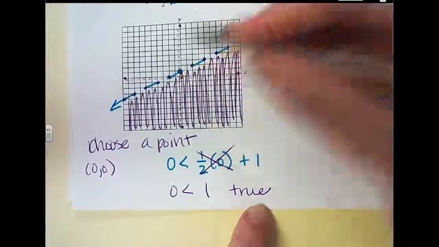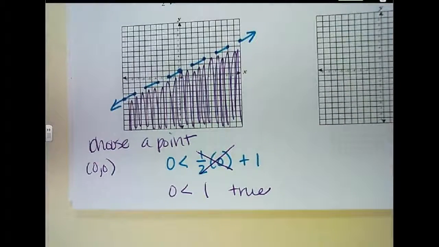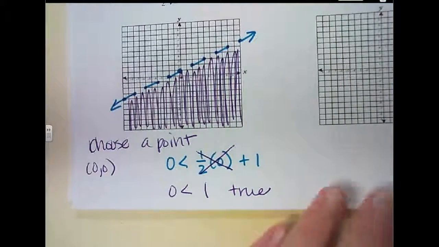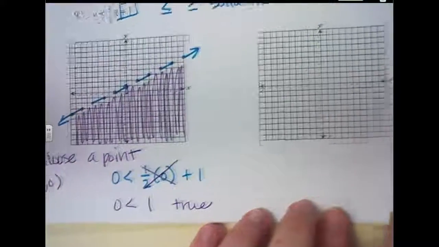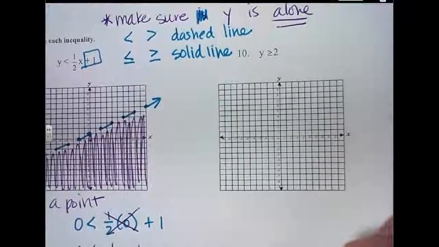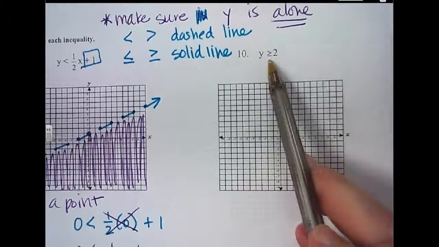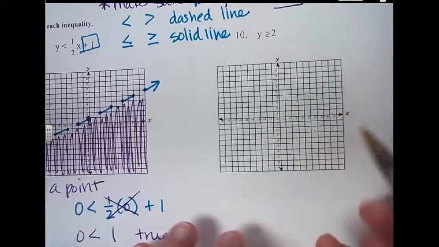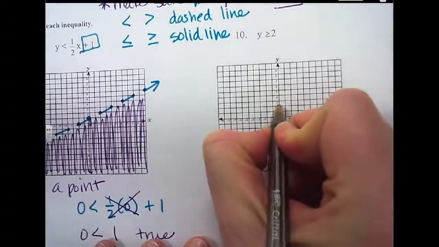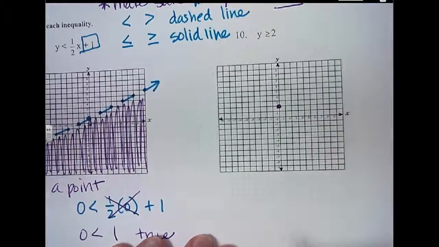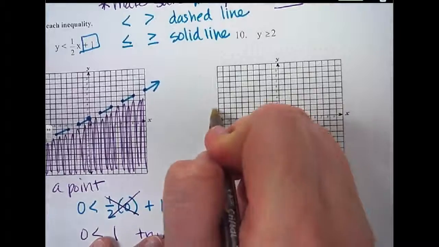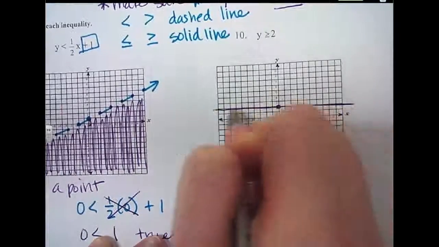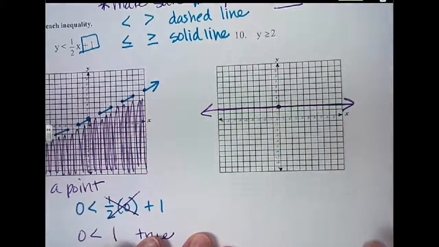No, you don't. Like on another one, let's see. Well, here, we'll do this one. I'll show you. So number 10, it says y is greater than or equal to 2. Is it going to be a dash or a solid line? Solid. So y is greater than or equal to 2 means at 2, I've put my dot on the y-axis, and it's a horizontal line. So it's a solid horizontal line. Just goes like this.